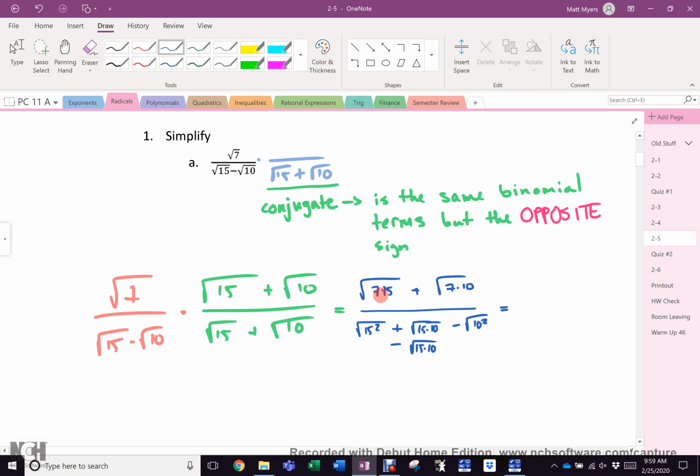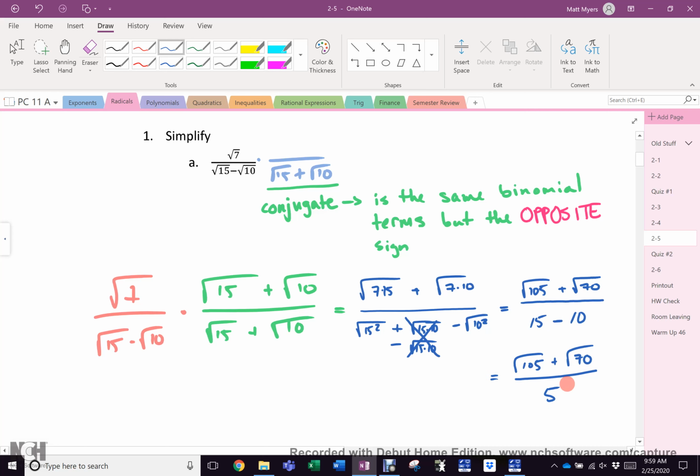7 times 15 is 105. Plus root 70. Over, what is the square root of 15 squared? 15. These two drop out. Minus, what's the square root of 10 squared? 10. To get root 105 plus root 70 over 5. Am I done?